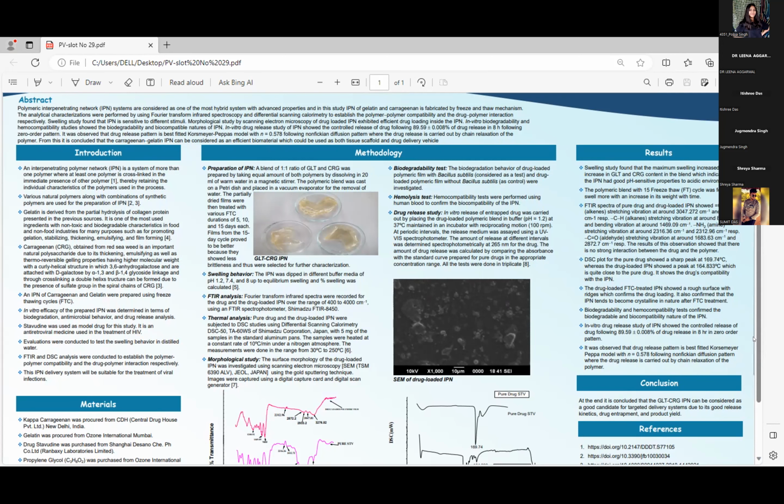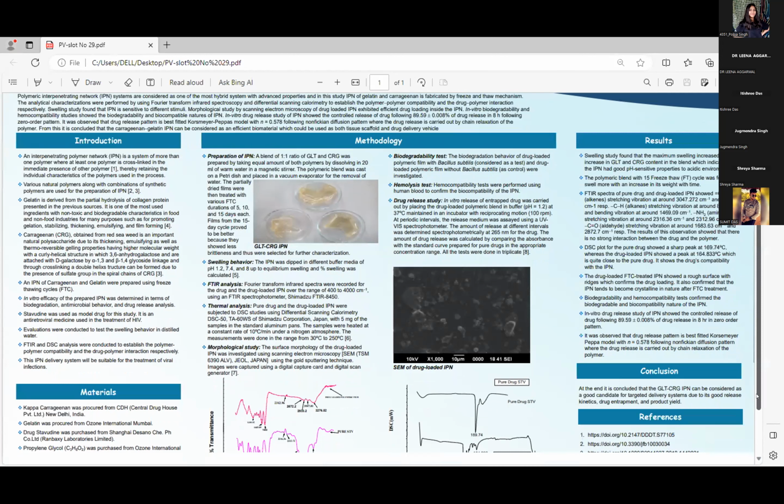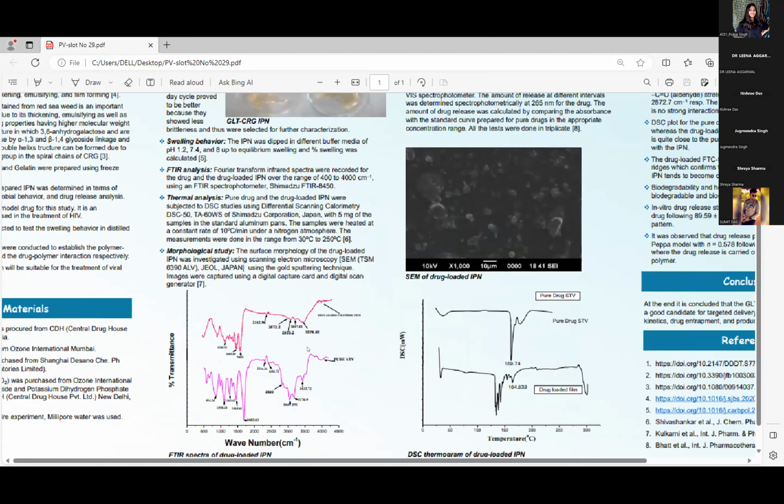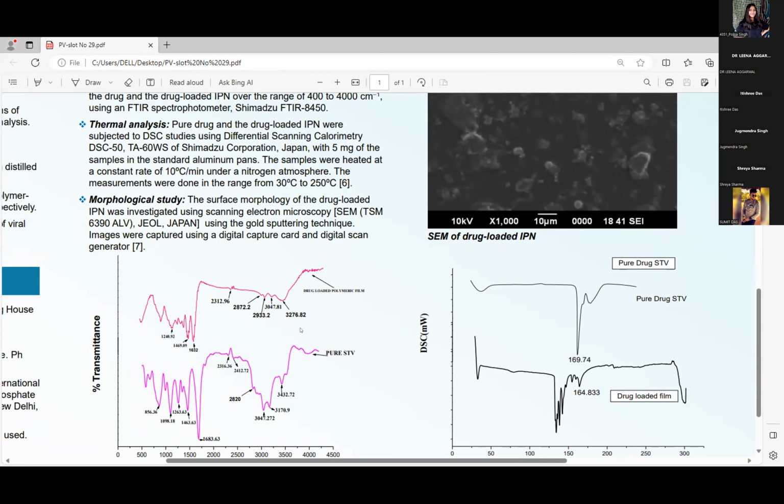In FTIR, since my focus is on the drug release behavior, I have taken the FTIR of the pure drug and the drug loaded IPN. You can find that the groups of the pure drug are reflected in the drug loaded IPN, which clearly indicates that there is drug and polymer compatibility.